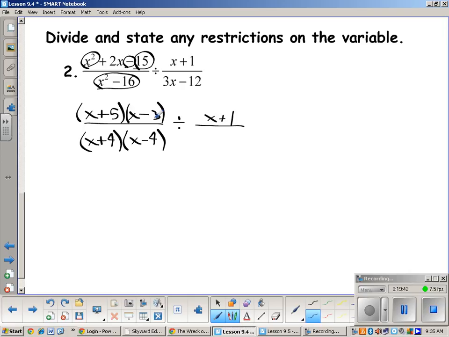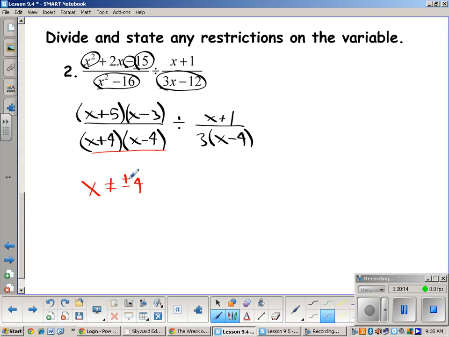Okay? And then, how do we factor 3x minus 12? Take a 3 out of each, leaving me with x minus 4. Flip it. Okay? Now, at this point right here, I think it's important that we start this process. X cannot equal what? Okay, right here, it can't equal -4 and it can't equal +4, right?